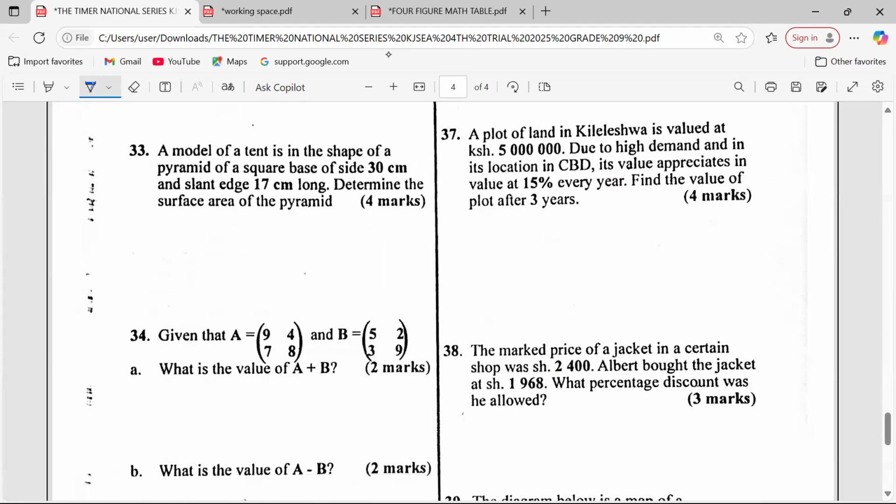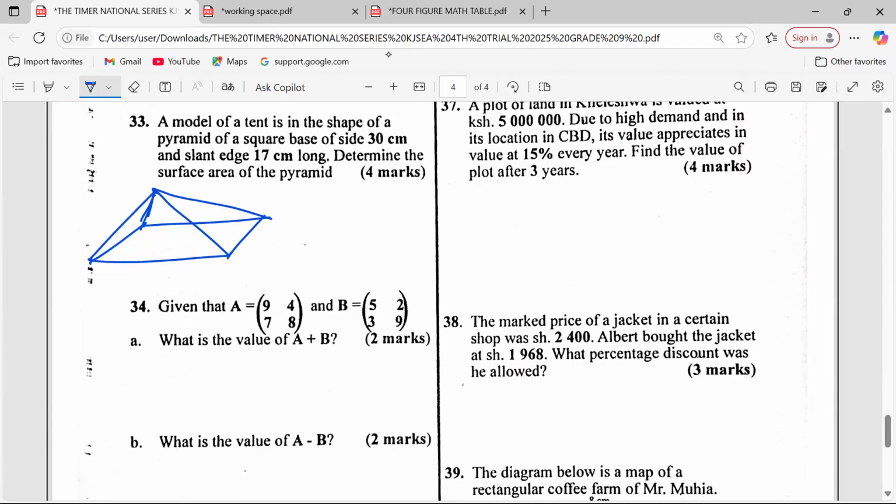A model of a tent is in the shape of a pyramid with a square base of side 30 centimeters and a slant edge of 17 centimeters long. This is a model. Determine the surface area of the pyramid. So here, we are talking of a square-based pyramid. So I've drawn the pyramid now.